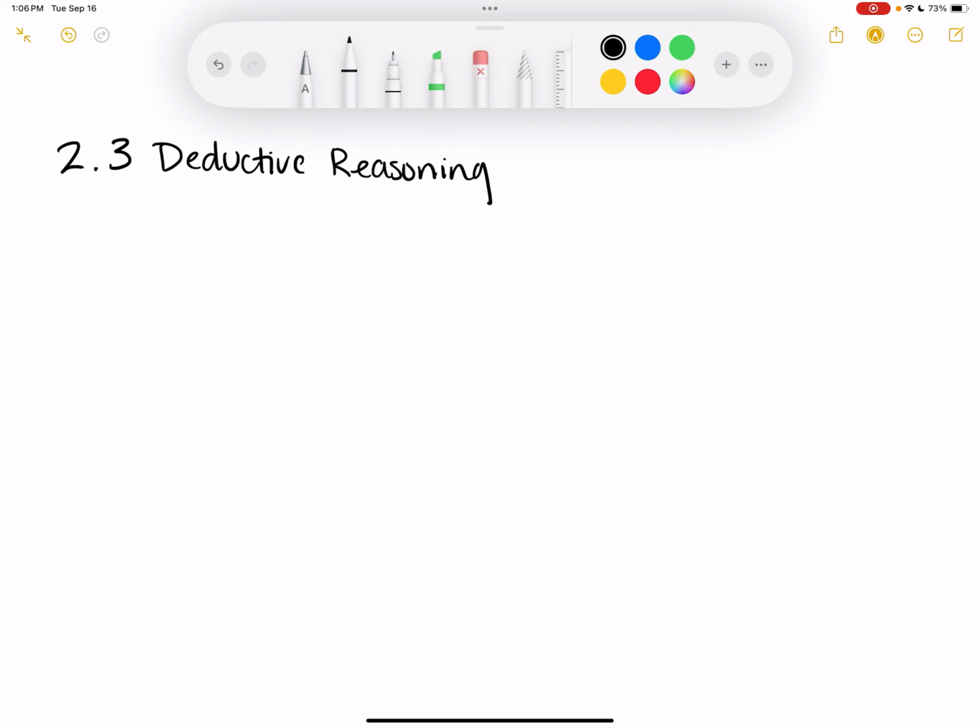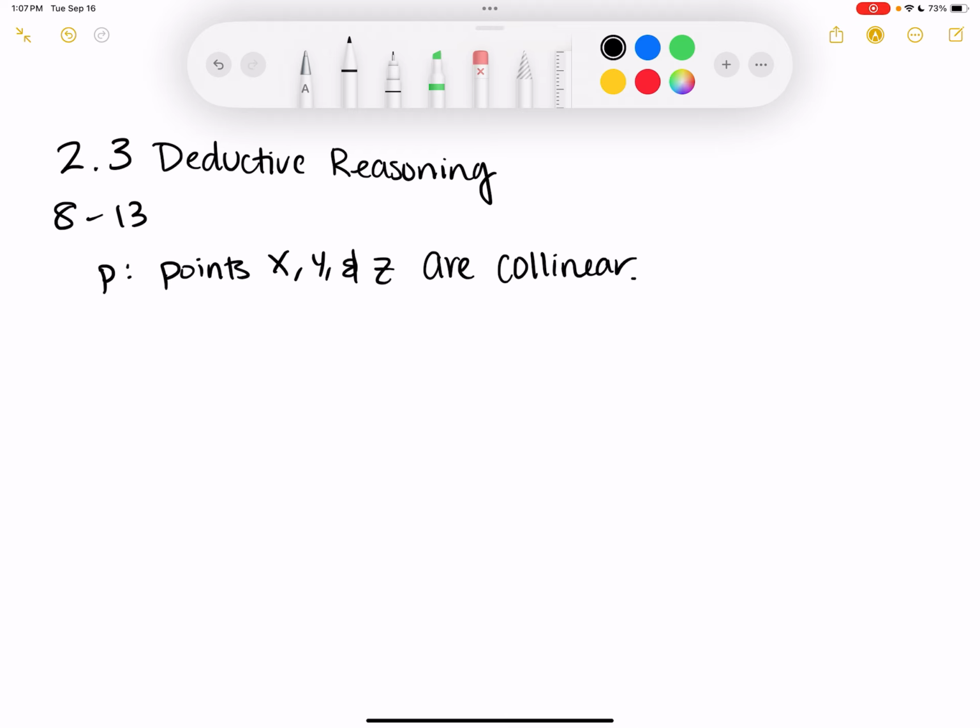All right, so problems 8 through 13 give us some information, and they want us to rewrite based on the symbols that they have given us. So they tell us that P is that points X, Y, and Z are collinear. What does that mean? They're all on the same line. Q: points X, Y, and Z lie on the same line.